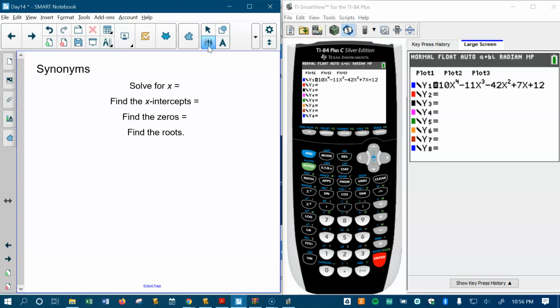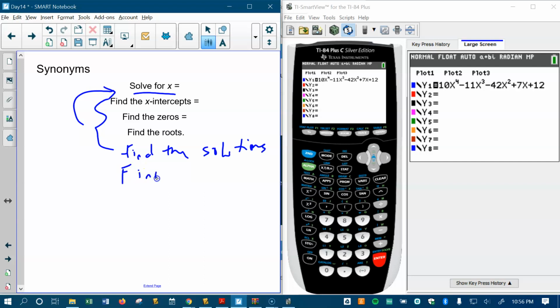I want to go over these synonyms here. If you know what solve for x means, get everything on one side of the equation and solve, set it equal to 0, solve for x. All of the rest of these mean the exact same thing. If you're asked to find the x-intercepts or find the zeros or find the roots, that all means the same thing as solve for x. One other one that I know comes up is find the solutions. Wow, this is horrible writing. And again, if you see find the solutions, it's the same thing.